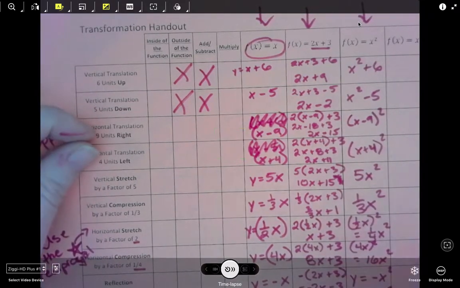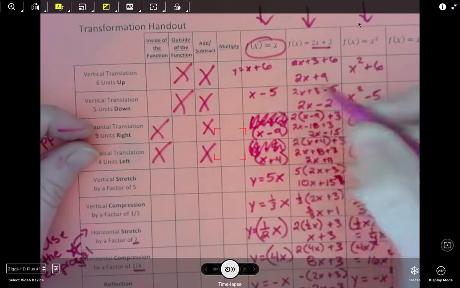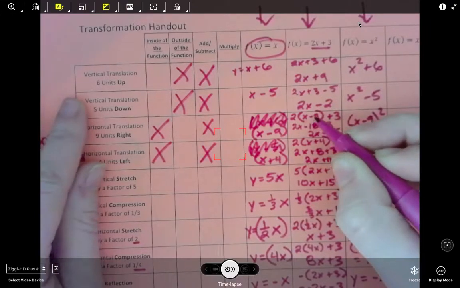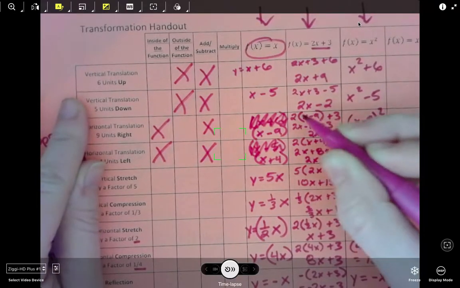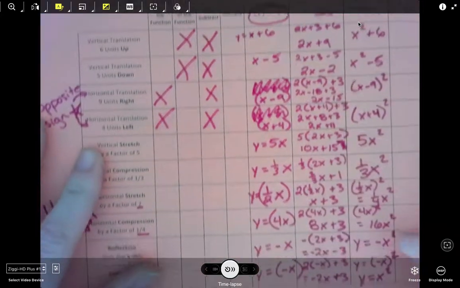Now a horizontal translation. Adding and subtracting or multiplying? Adding and subtracting again, but this time you are inside the function, right? You're doing it inside of parentheses, like the 2x plus 3, you had to put the x minus 9 inside the parentheses. Yeah? Okay?